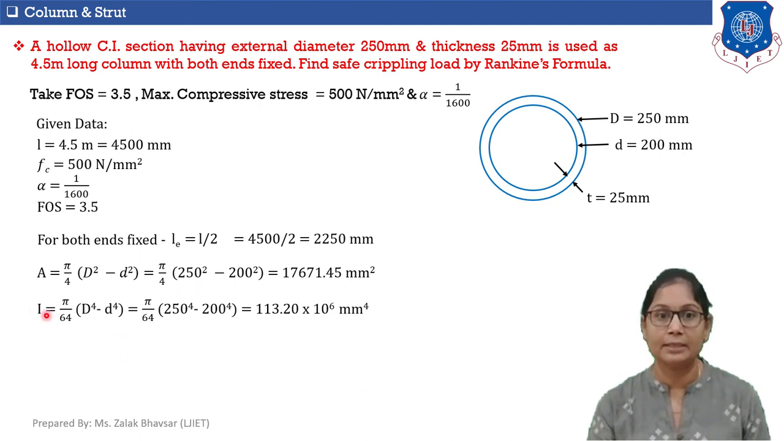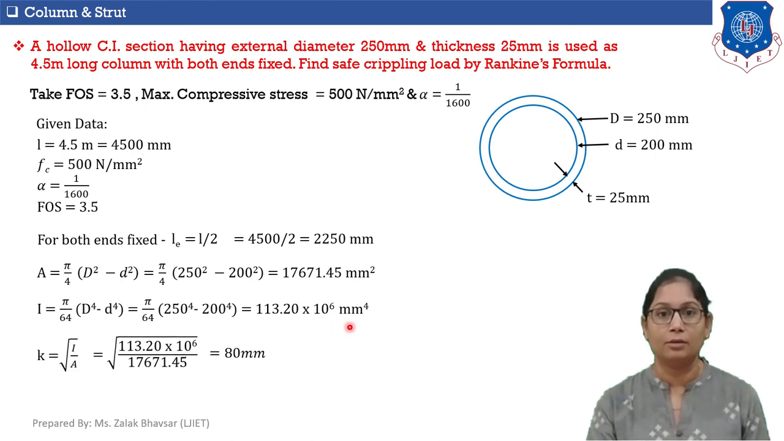Okay, so I is equal to pi by 64 capital D raised to 4 minus small d raised to 4. Value of D is 250 and value of small d is 200. So I am getting I, moment of inertia of the section, is equal to 113.20 into 10 raised to 6 mm raised to 4.